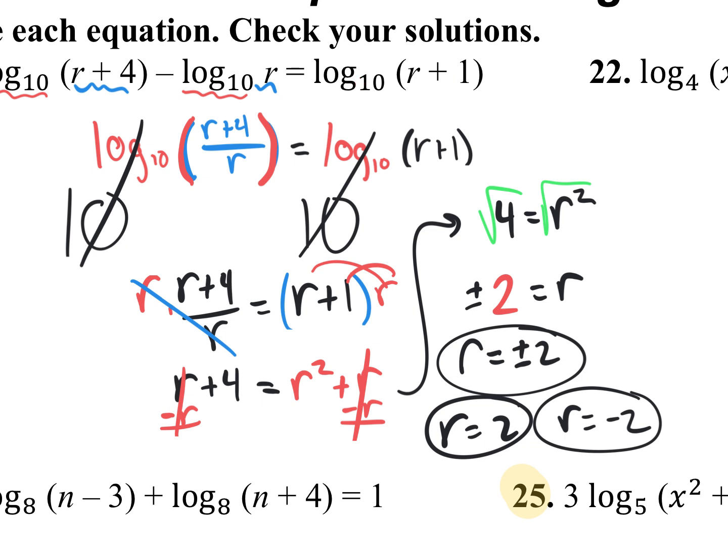So what does that mean? That this guy is an extraneous solution. So you're not going to write your answer, r being plus or minus 2. It's not negative 2. Negative 2 is an extra answer that doesn't work. So the only answer is r equals 2. I hope that makes sense.